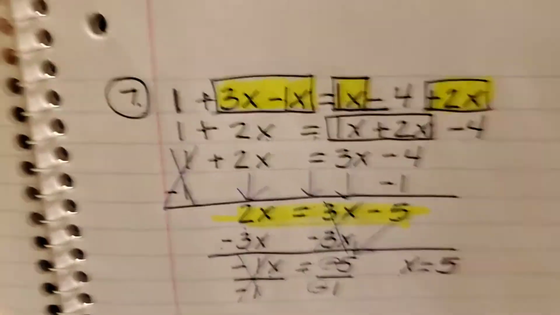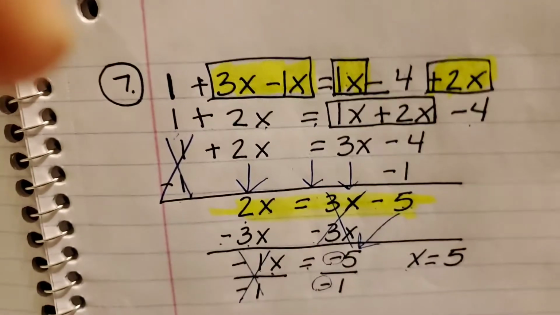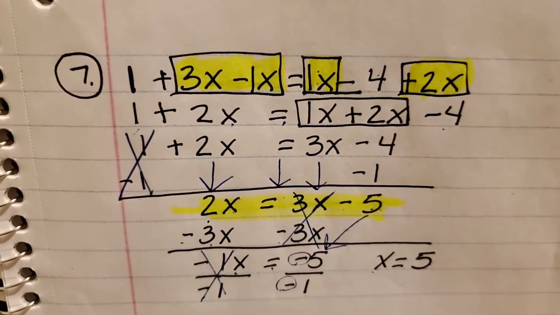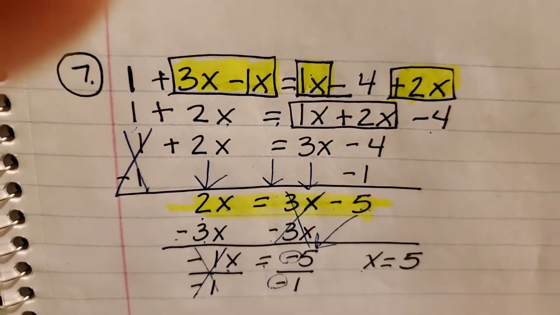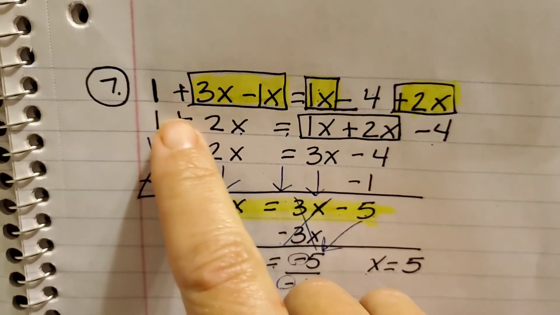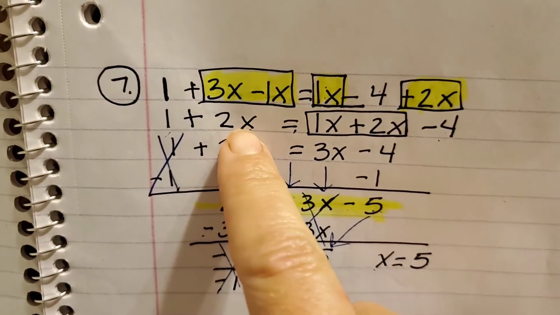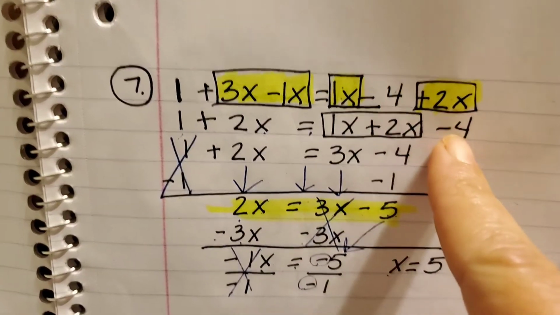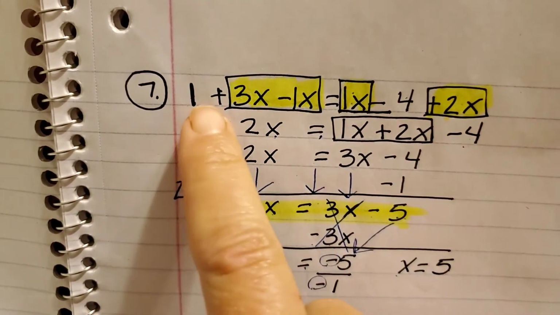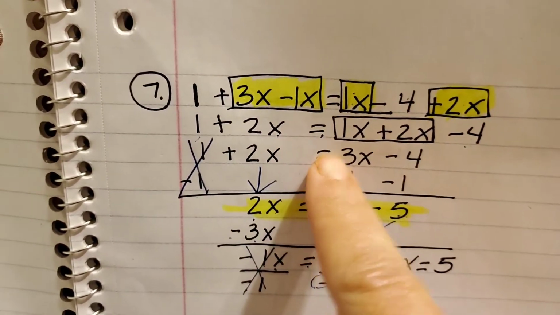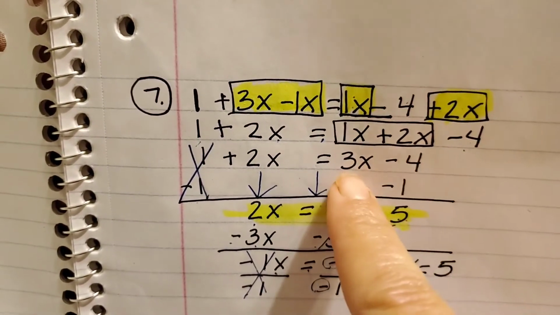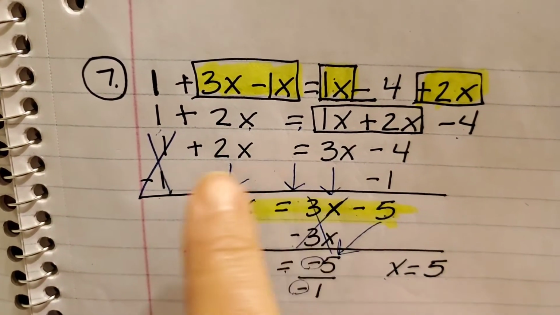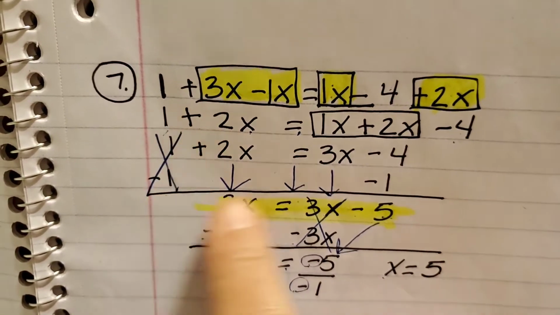This is number 7. It's another one where you have combinations on both sides. And you can see that I brought the 1 down here, but then I combined here. And then on this side, I rewrote it first and then put the 4 there. And then I brought everything down again. And then I combined this, 1x plus 2x is 3x, and I brought that 4 down there.